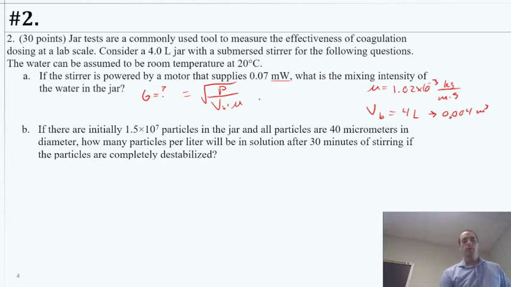Then our power needs to be in watts. So the power then is going to be, essentially, we were given this in milliwatts. So it's 0.07 times 10 to the minus third, or you could write that as 7 times 10 to the minus fifth if you wanted to. But basically, we just need to make sure we get the right digits here. So already had 10, I'm going to add 3 more. Put it there. Call it watts. And then we can go from there. Okay, so with that, if you put all that in, G should be equal to 4.14 per second.